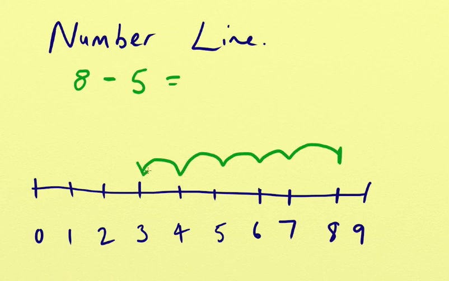And the number that we end up with here is the number 3, and that is another way of doing a takeaway. That's the answer to our question using a number line.